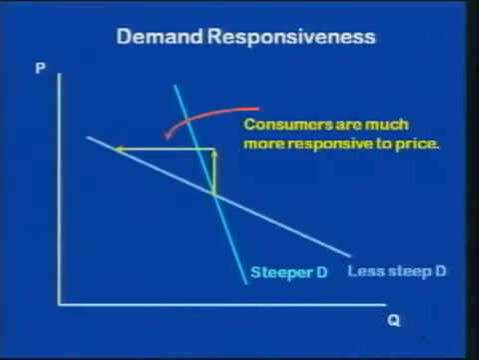Much more responsive to price. Now, I have used the word responsiveness, and I'm using the word steeper and less steep, because I like things to be very intuitive. I like our language to be as meaningful as possible. There is a technical term for this called elasticity. Your section GSIs will go over the definition of elasticity and how that relates to all this and how to actually measure it. Okay?